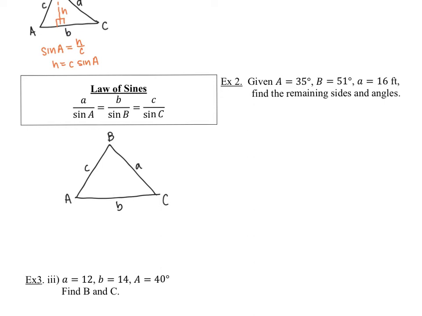Okay, so for example 2, it says given A is 35 degrees, and yes, I would like them to write the measure of angle A, but it's standard to write capital A equals 35 degrees, B equals 51 degrees, and little a equals 16 feet. Find the remaining sides and angles. Okay, another way for them to say find the remaining sides and angles is they will say solve the triangle, which means find all the measurements of the sides and angles of the triangle. Okay, I am going to sketch a picture, but a picture is not necessary for this.